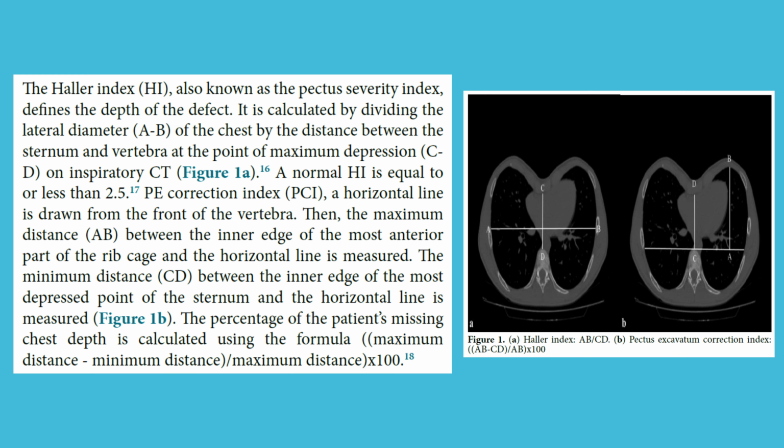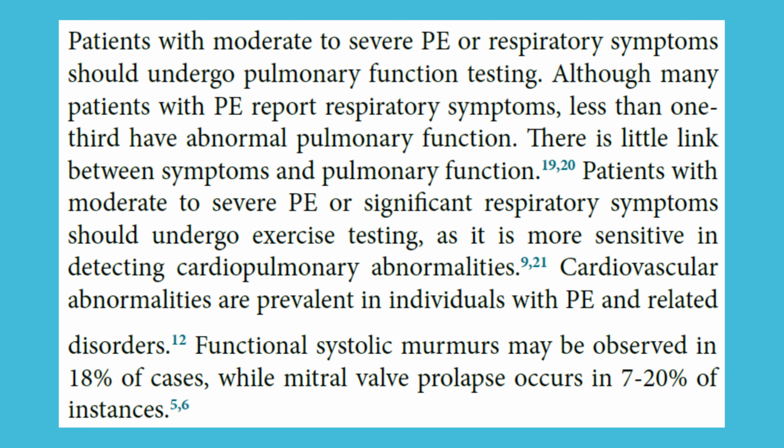PE Correction Index, PCI. A horizontal line is drawn from the front of the vertebra. Then the maximum distance, AB, between the inner edge of the most anterior part of the rib cage and the horizontal line is measured. The minimum distance, CD, between the inner edge of the most depressed point of the sternum and the horizontal line is measured. The percentage of the patient's missing chest depth is calculated using the formula (maximum distance − minimum distance) / maximum distance x 100.